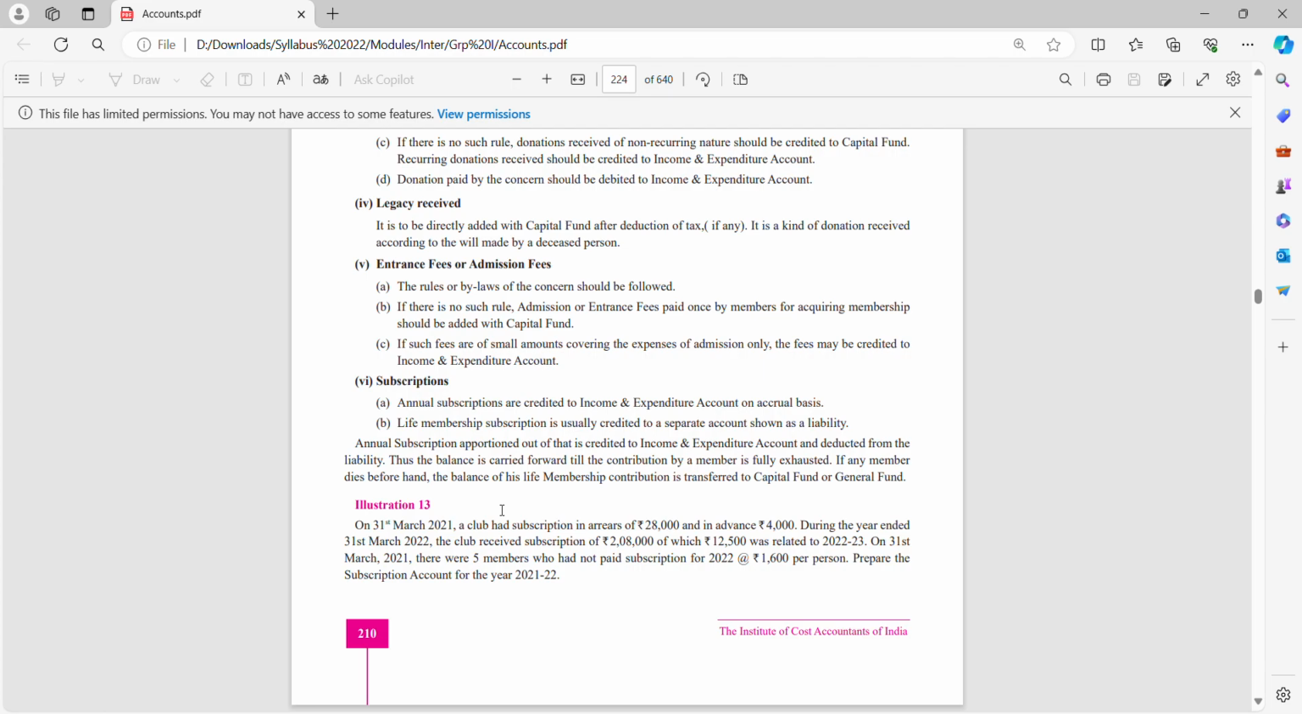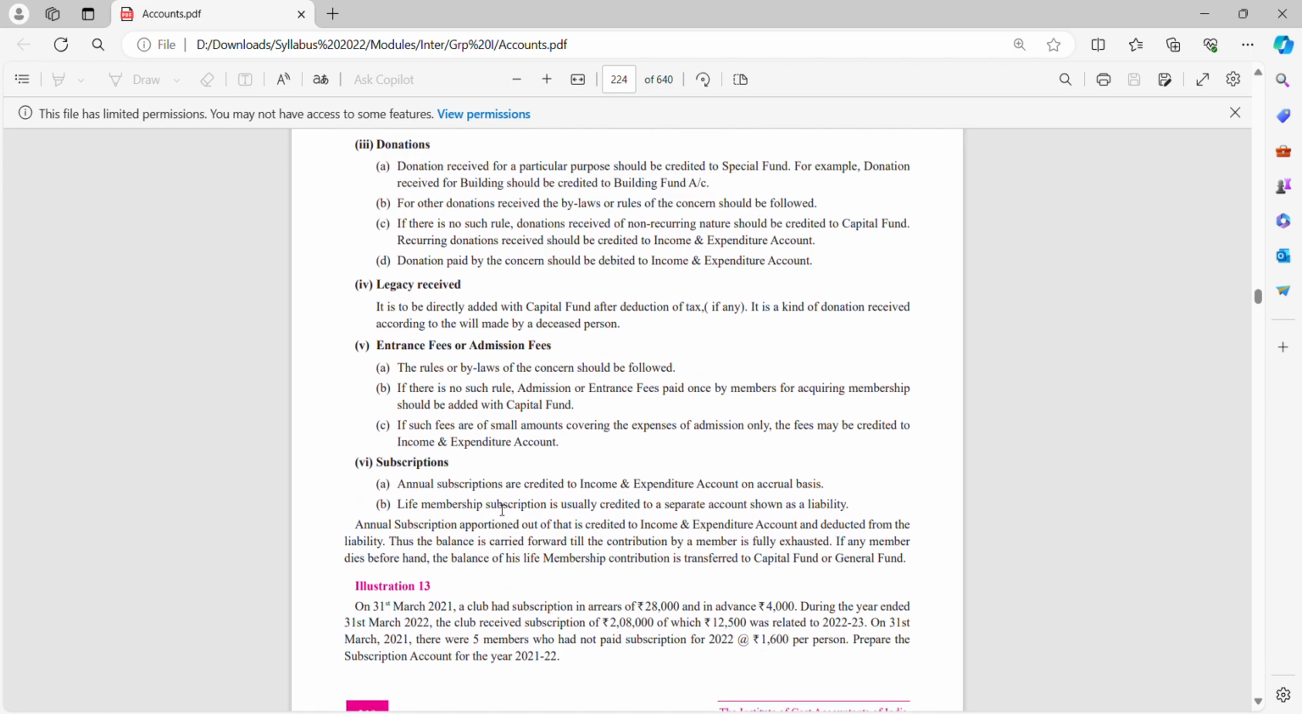So that's for subscription. For life membership, a portion each year is credited to income and expenditure account and deducted from the liability. Thus, the balance is carried forward till the contribution by a member is fully exhausted. If any member dies beforehand, the balance of his life membership contribution is transferred to capital fund or general fund.